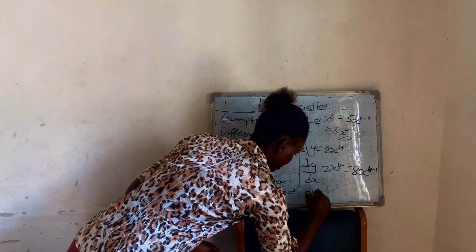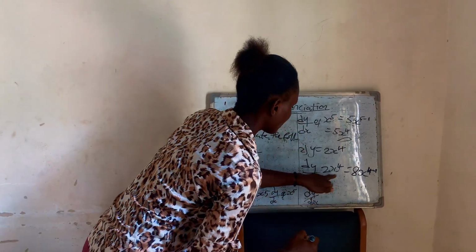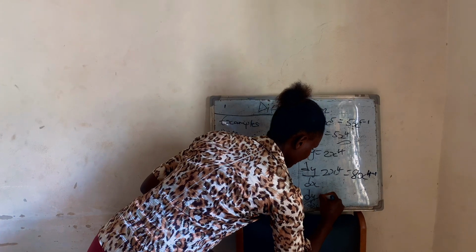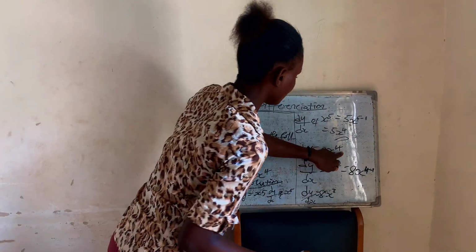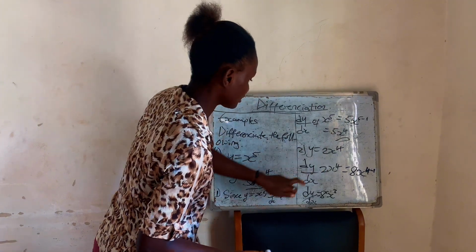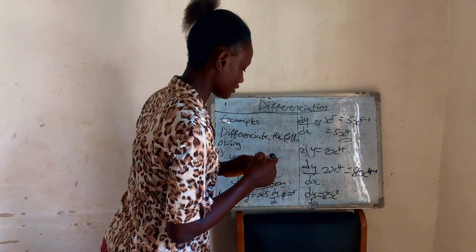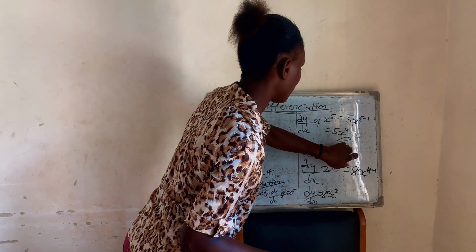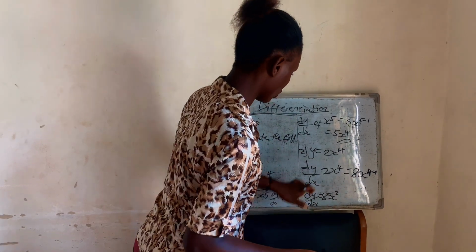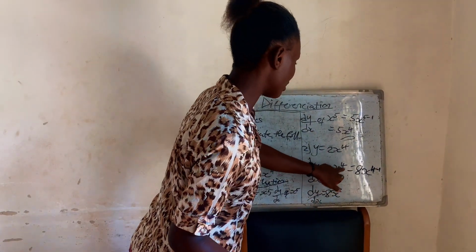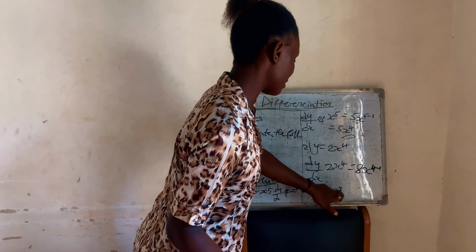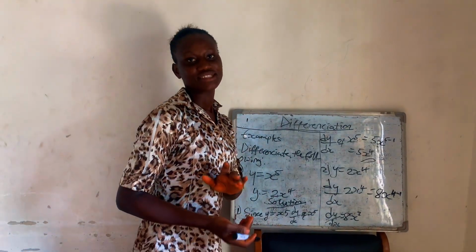So dy/dx of 2x raised to the power 4 is equal to what? 8x raised to the power 3. So we have used the power to multiply the coefficient and we got 8. 4 times 2 is 8. And then we subtracted 1 from the 4, which is the power, and we have 3. So your dy/dx, the derivative of 2x raised to the power 4, is 8x raised to the power 3. Do you understand? Thank you.